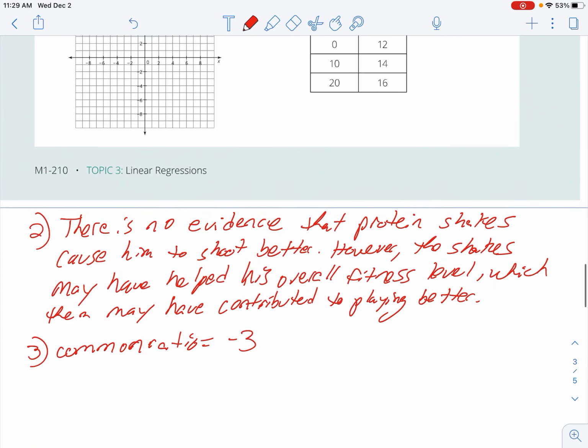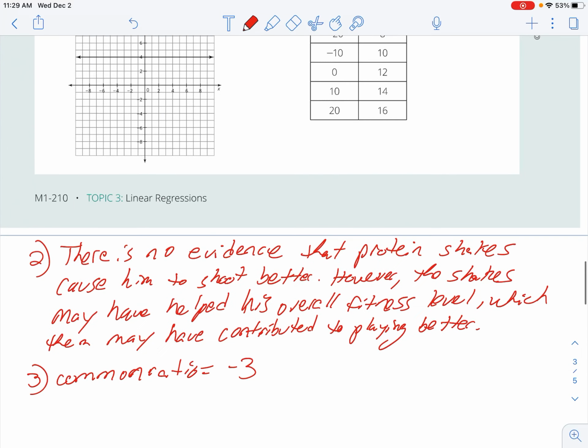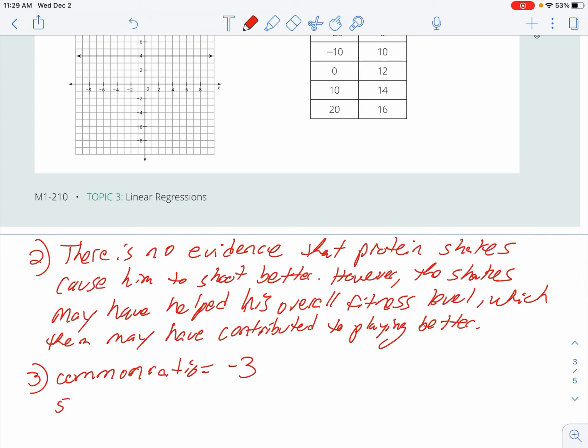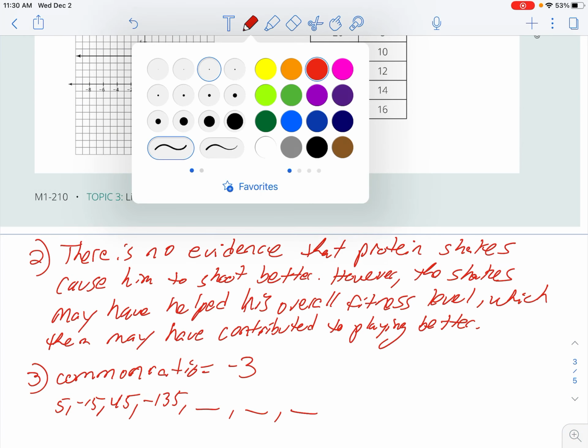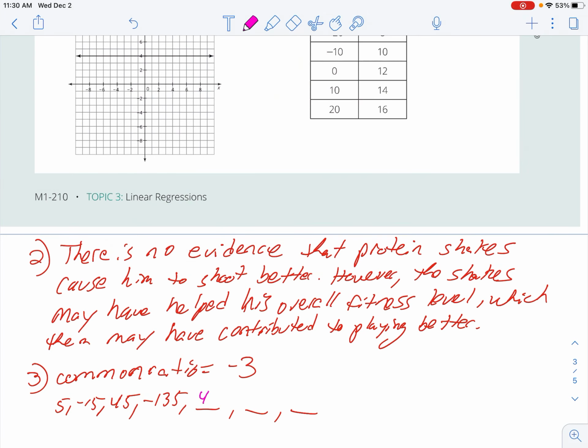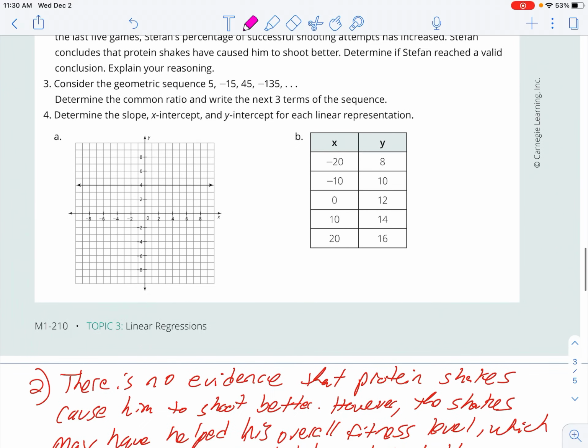And then write the next 3 terms. So we stopped at what? 5, let's just do this out. 5, negative 15, 45, negative 135. Okay, so then for the next 3 terms keep multiplying by negative 3. So then we get positive 405. Let's do this. Positive 405 multiplied by negative 3 is negative 1215, multiplied by negative 3, we get a positive 3645.